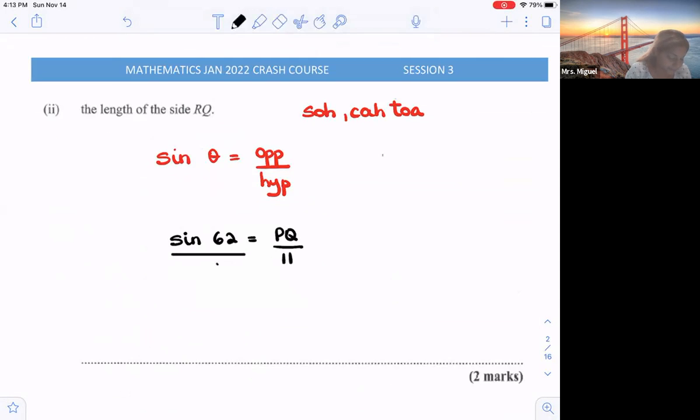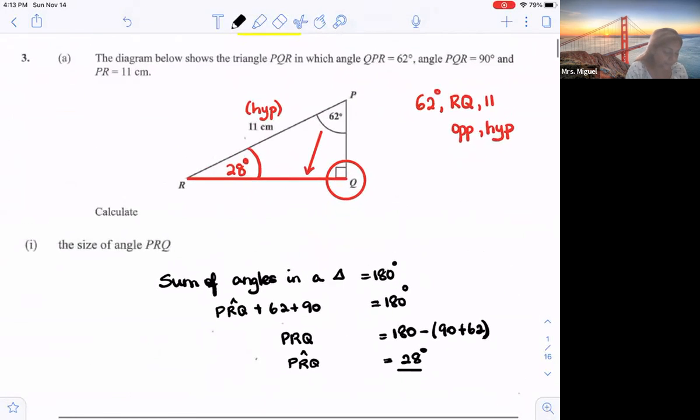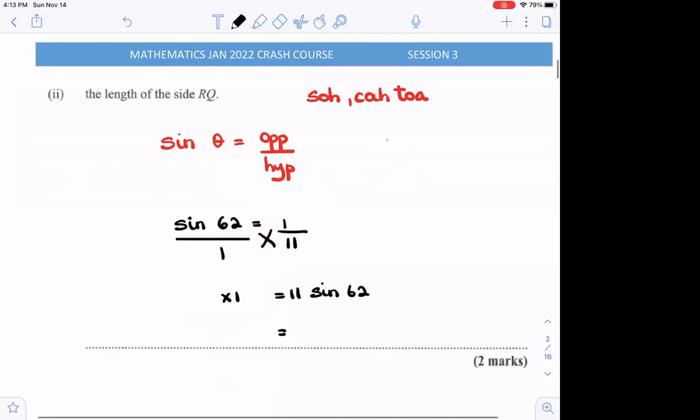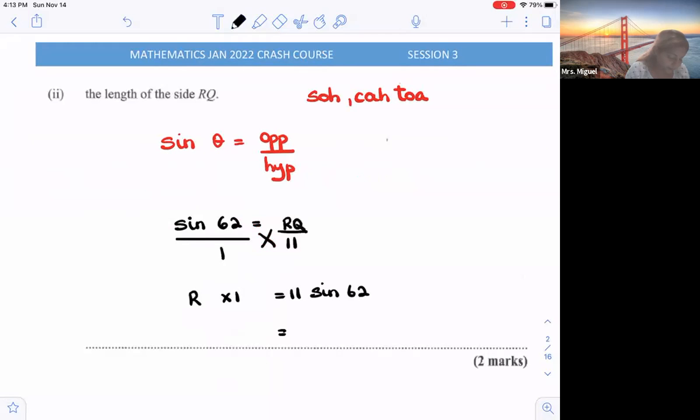We are going to cross multiply. RQ multiplied by 1 is equal to 11 sine 62. So this is RQ. If we multiply 11 by sine 62, we will get 9.71 centimeters.